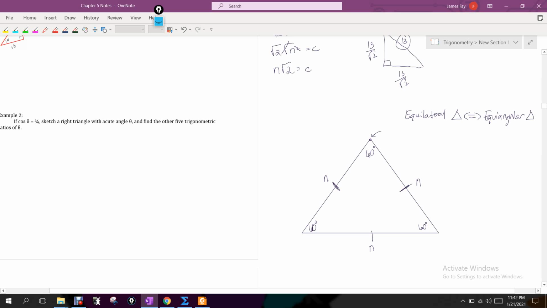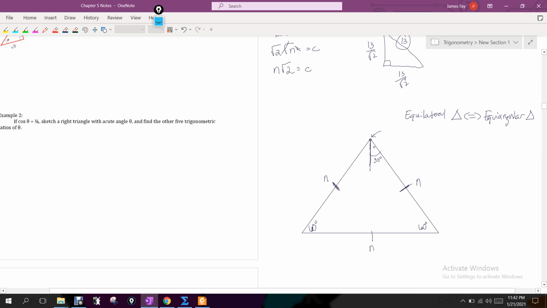We had a theorem that said if you find the angle bisector of the vertex angle, so that segment right there, we know it should exist because every angle has a bisector. So we're going to find that angle bisector. That's going to make this angle 30 degrees.